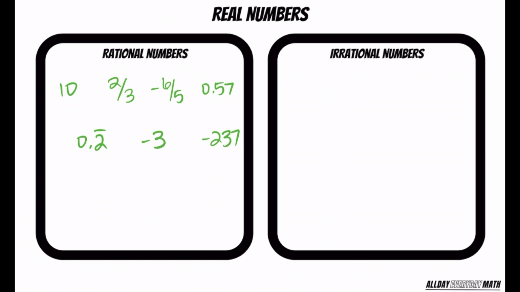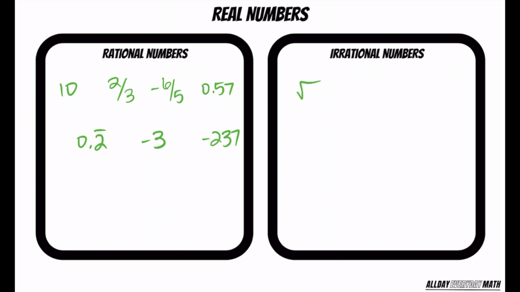So rational numbers are just pretty much the numbers that we use more often on a day-to-day basis. Okay, they're the numbers that we think of whenever we think of numbers. Now, on the other hand, we have irrational numbers, and again, these are numbers that cannot be written as a fraction.